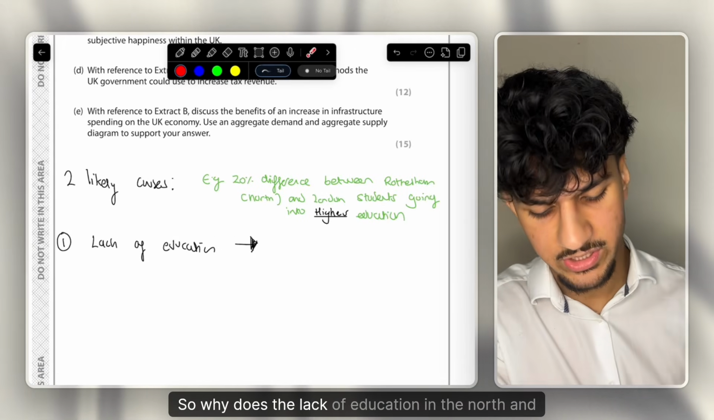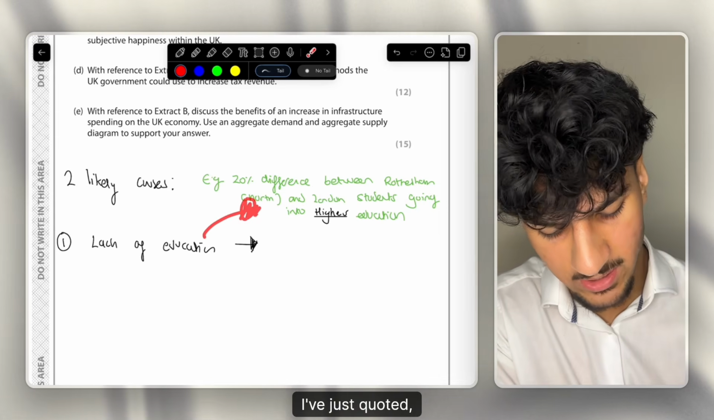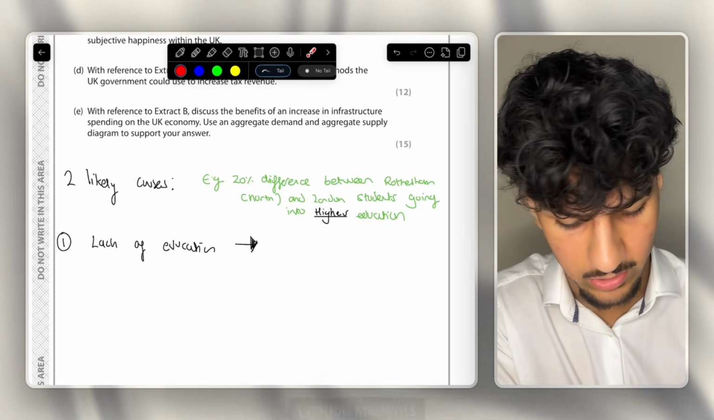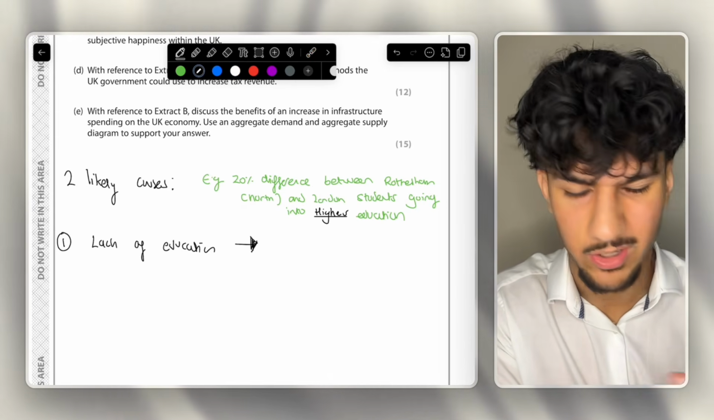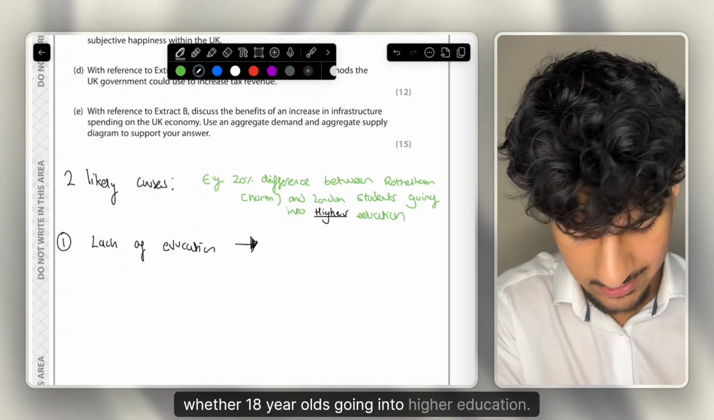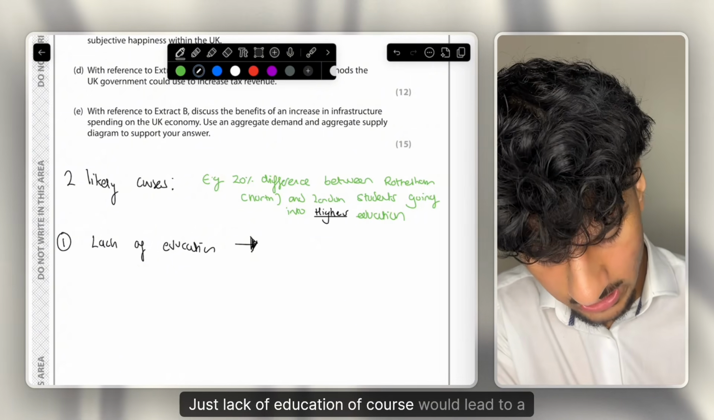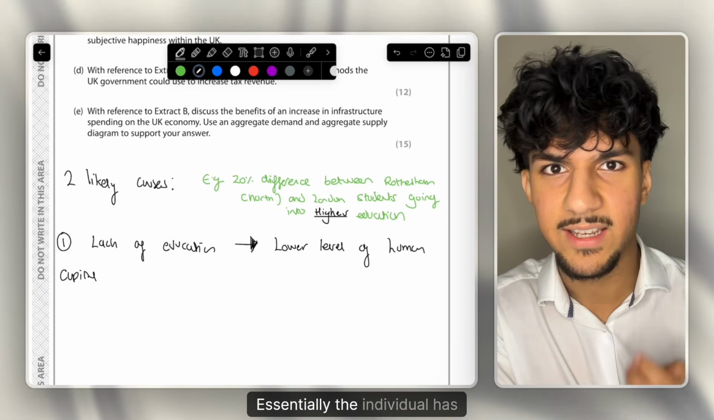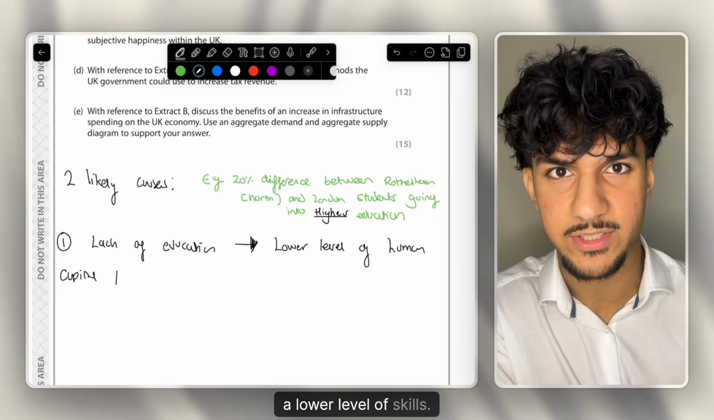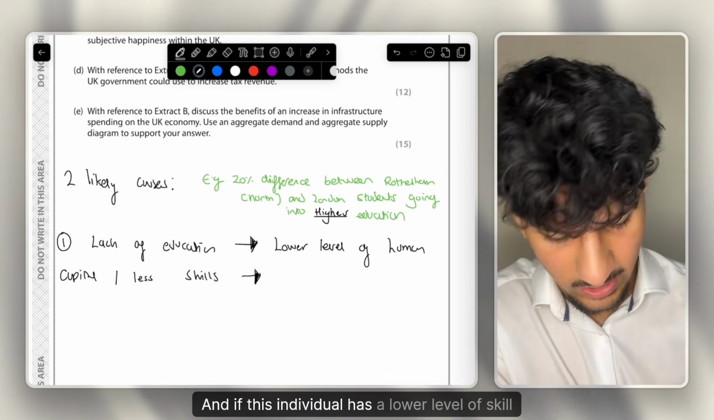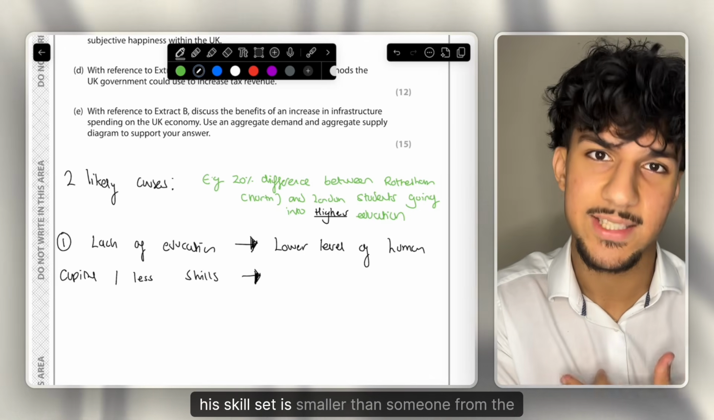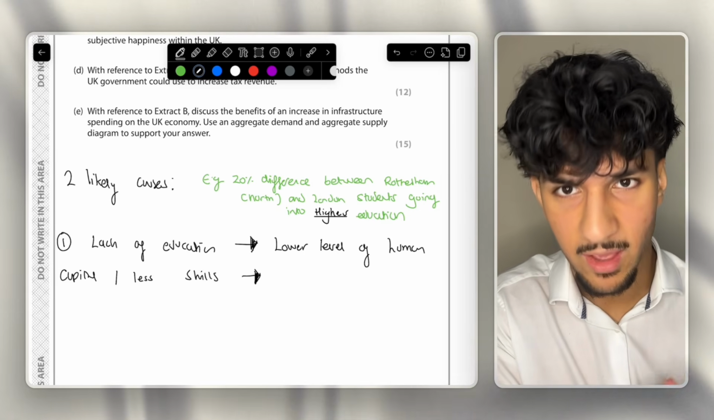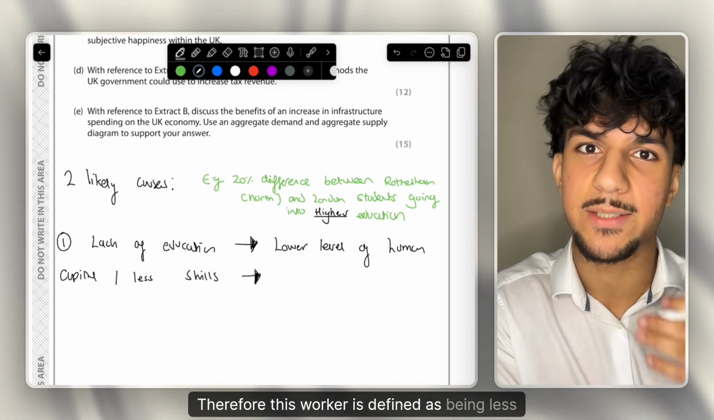So why does the lack of education in the north, and like I said, I've just quoted, there's a 20% difference between Rotherham and London students under 18-year-olds going into higher education. Just lack of education, of course, would lead to a lower level of human capital. Essentially, the individual has a lower level of skills, and if this individual has a lower level of skill, his skill set is smaller than someone from the south. Therefore, this worker is defined as being less productive.